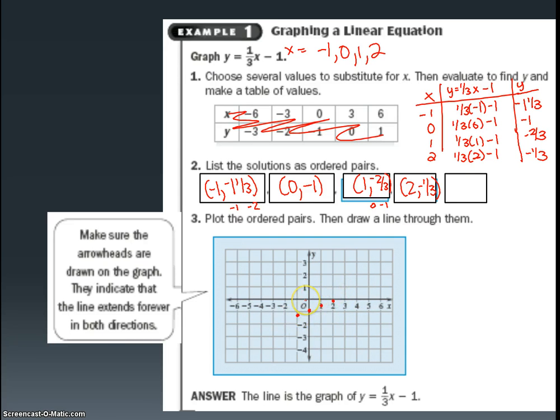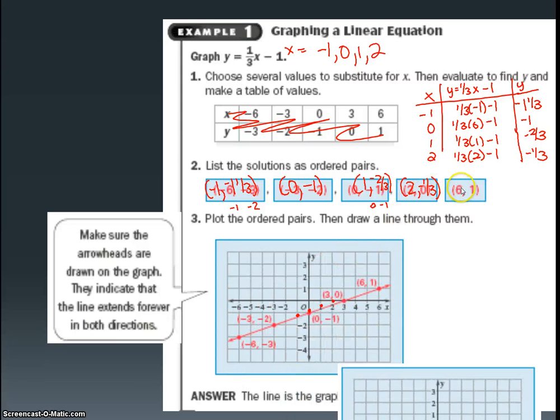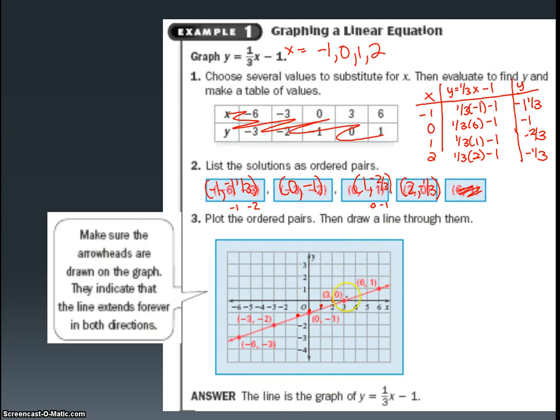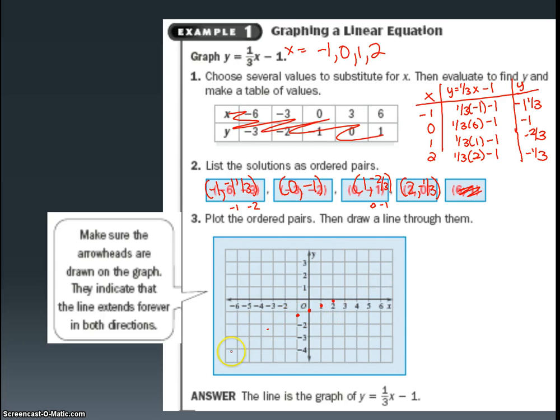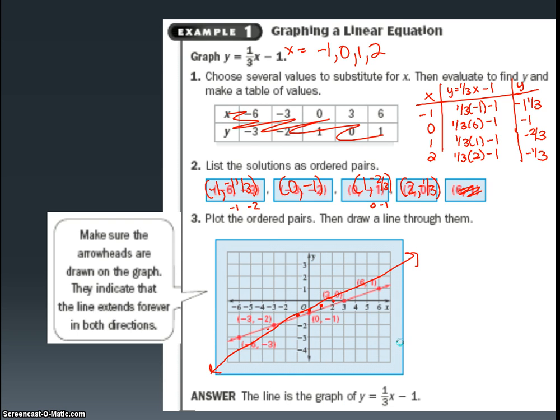Then draw a line through those points. You can see I'm very close to what I had on the graph. So again, you will take a ruler or something, a straight edge, and draw a line through the points. And you want to go all the way through the graph. Go through the points all the way through the graph. And make sure your arrows are on there too.